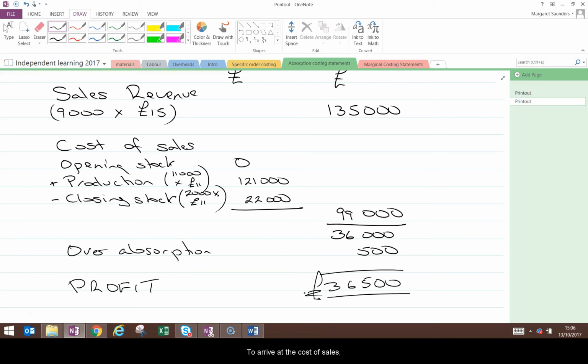To arrive at the cost of sales, it is opening stock plus the production cost minus closing stock. And the production cost will be made up of the direct material, the direct labour, any direct expenses or variable overheads, plus the overheads absorbed using the overhead absorption rate. So that brings us to the end of this recording about the production of absorption costing statements.